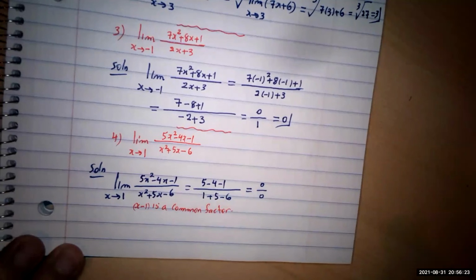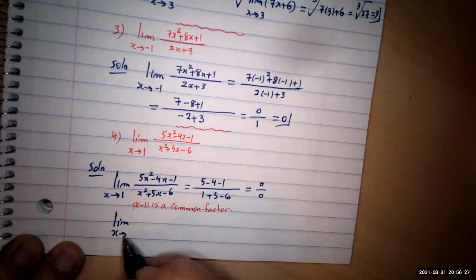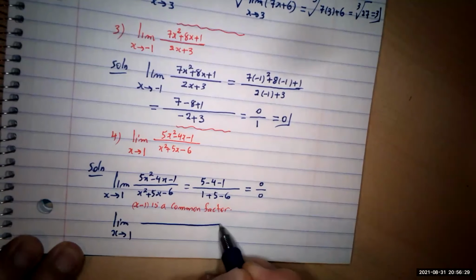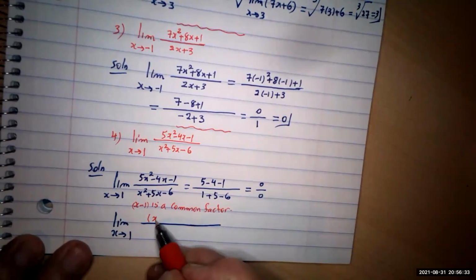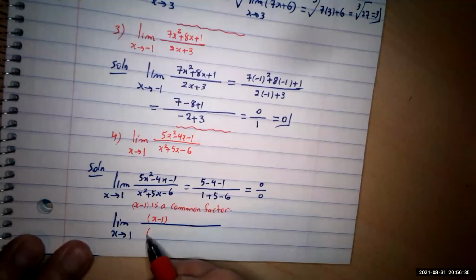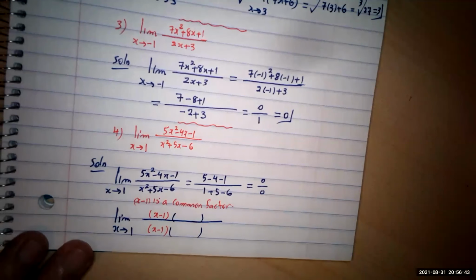So the top would be the limit as x goes to 1. You see, you already got the common factor. So you know that x minus 1 is on the top, and x minus 1 is on the bottom. So you have to find the other factors, which is very easy to find.